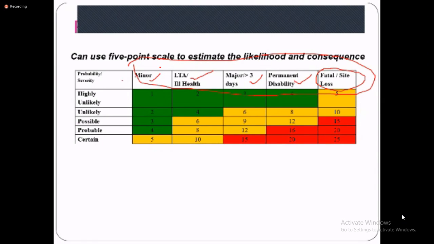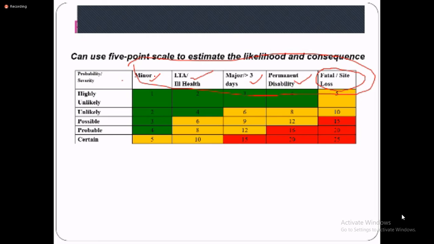Likewise, you have a more detailed scale here. When you come to this side, probability: highly unlikely is 1, unlikely is 2, possible is 3, probable is 4, and certain is 5. Right? Likewise, as I highlighted, you are doing the rating based on this area.